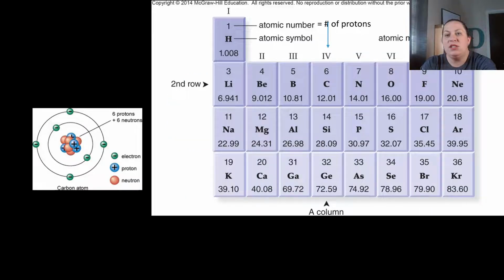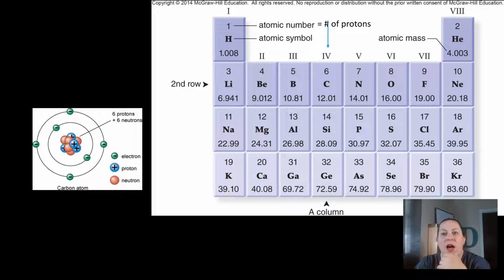Guys, when we look at this, you do see that the atomic number is the number of protons. Okay, so it's going to be the number of protons that are present. For hydrogen, the atomic number is 1, so there is 1 proton. We also see that depending on which group it's part of, it tells you how many electrons are in the outer shell.